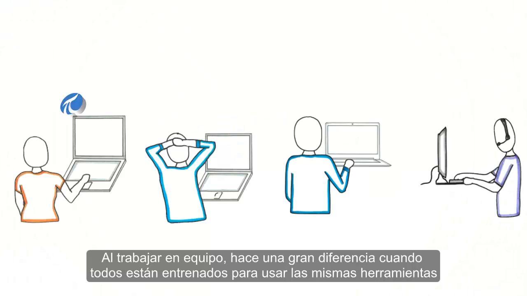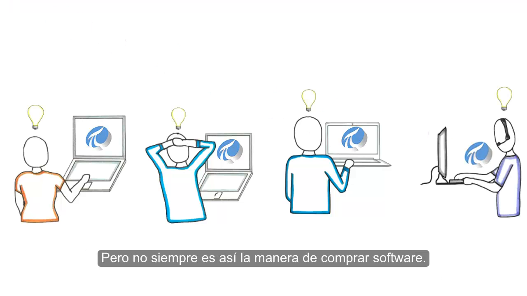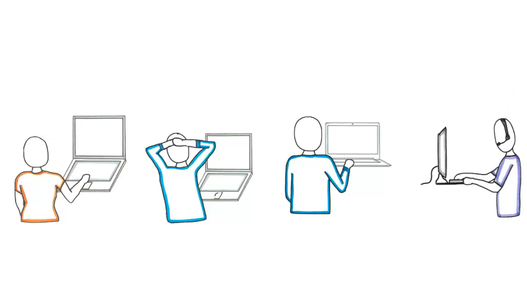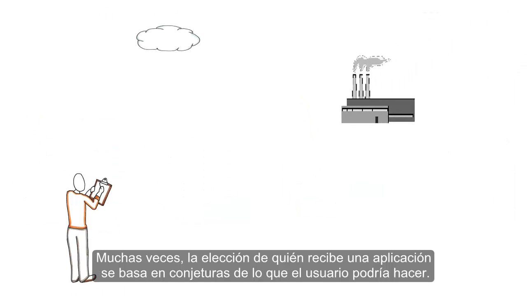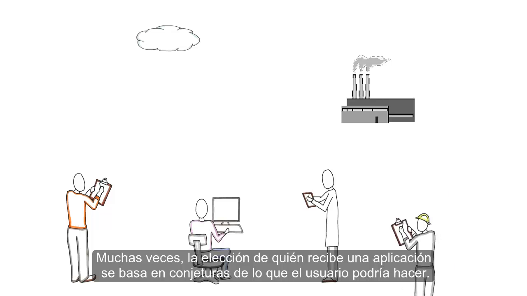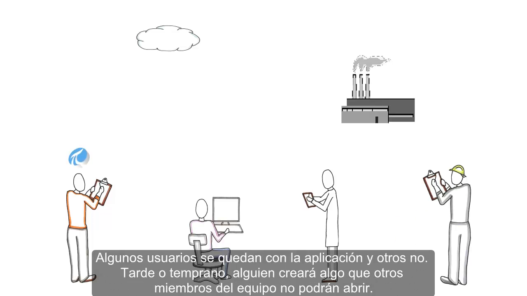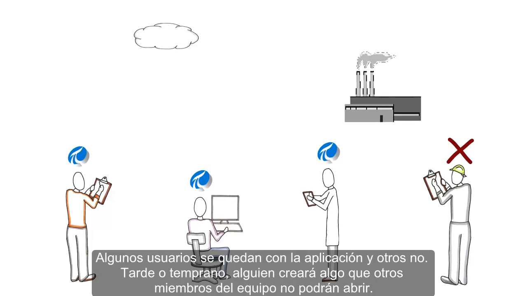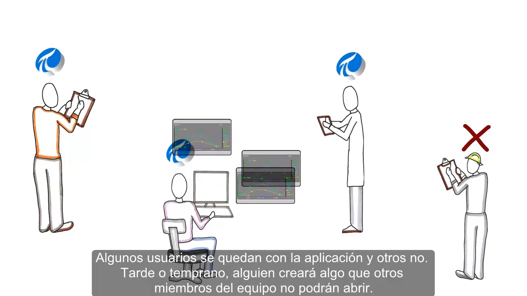When you're working on a team, it makes a big difference when everyone is cross-trained on the same tools. But that's not always the way you buy software. A lot of times you have to choose who gets an application based on some guesswork as to what users might do. Some users get the app and some don't, so sooner or later somebody will build something that the other team members can't open.